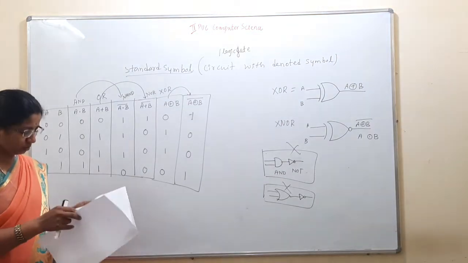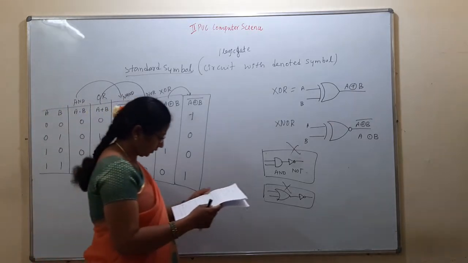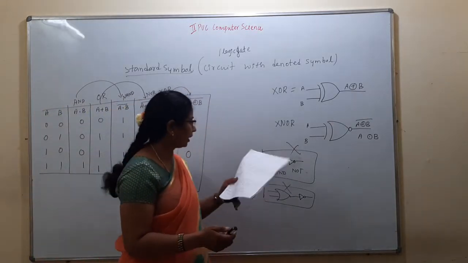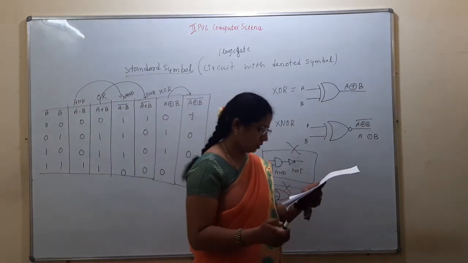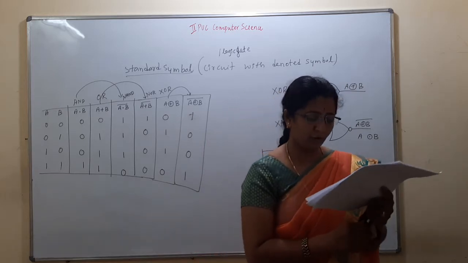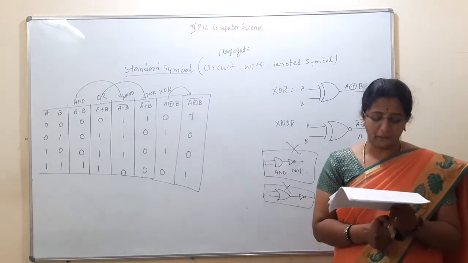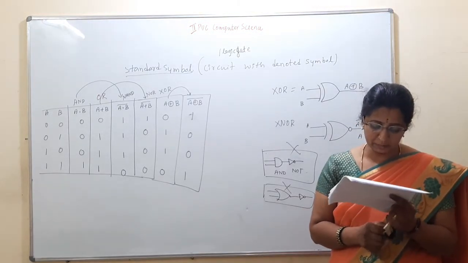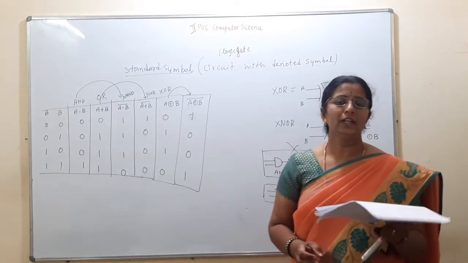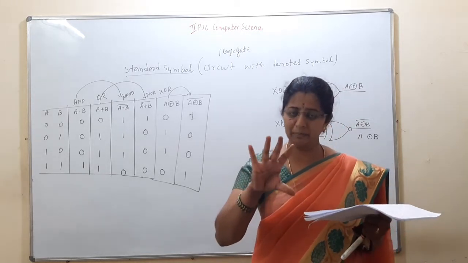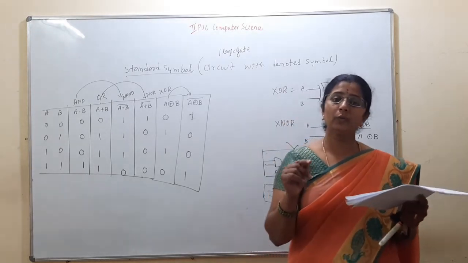Understood? So the next question, write the standard symbol for AND gate. Just now I wrote. Then write the principles of duality. Give an example. Please remember the question. Write what is principle of duality. Duality theorem principles you need to write along with the example.